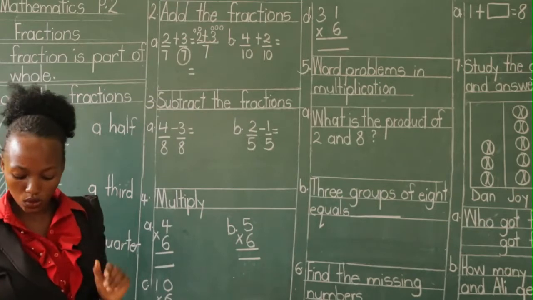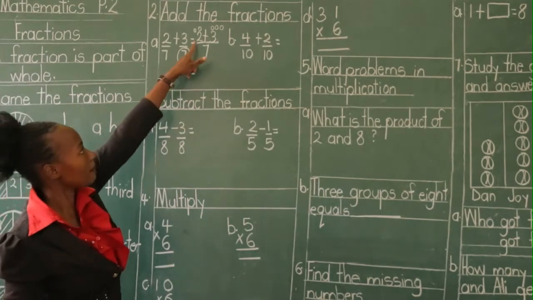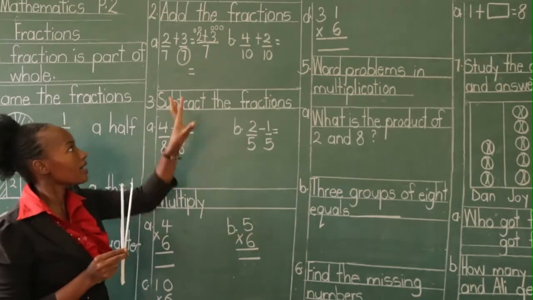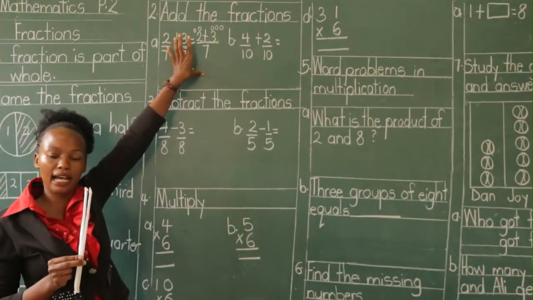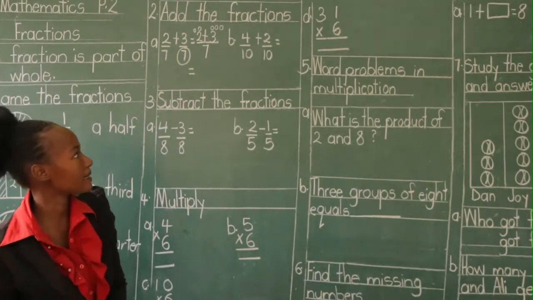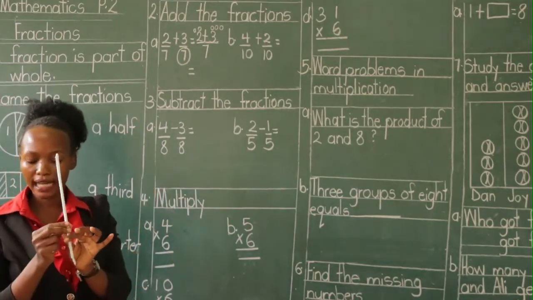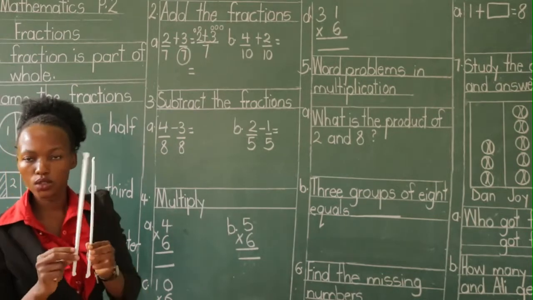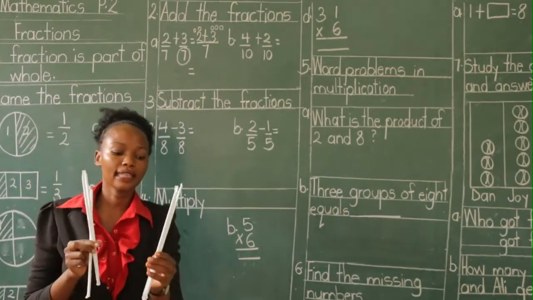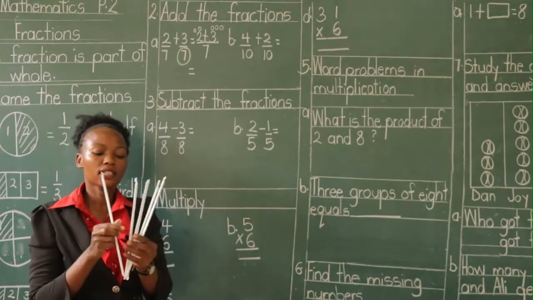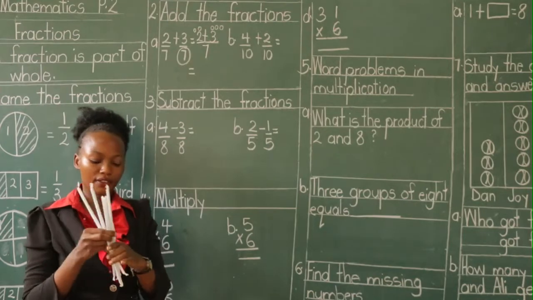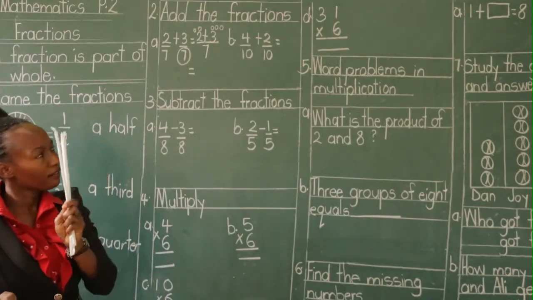Still, we can also use the counters. We look at this number here, 1, 2. We want to see whether, if we add these ones and these ones up, we get the same answer. I get my 2 plus, I put them aside, plus the 3. 1, 2, 3. After, we are going to put them together. 1, 2, 3, 4, 5. Our answer is going to be 5.